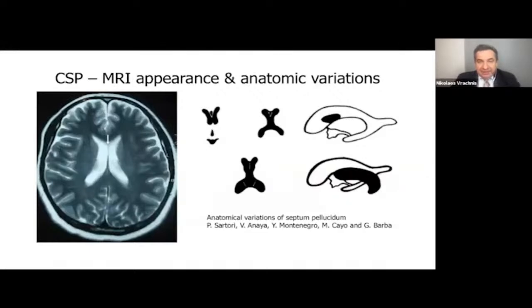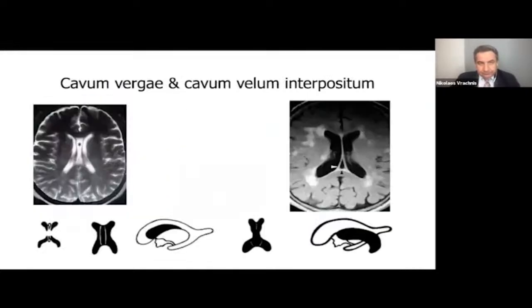Certainly there are anatomic variations, and these anatomic variations of the septum pellucidum are related to the size and also anomalies of other structures in the vicinity. In particular, there are different names for the cavum septum pellucidum, like the cavum vergae and cavum velum interpositum, that are different parts of the cavum septum pellucidum.